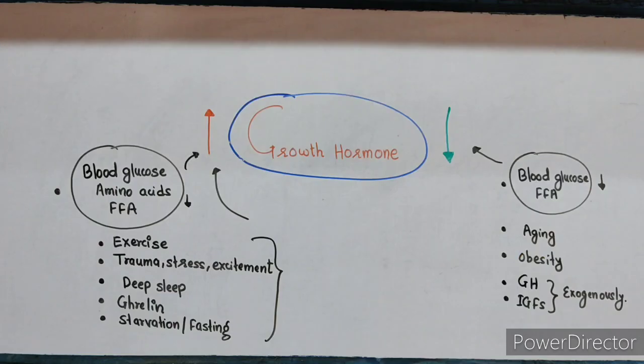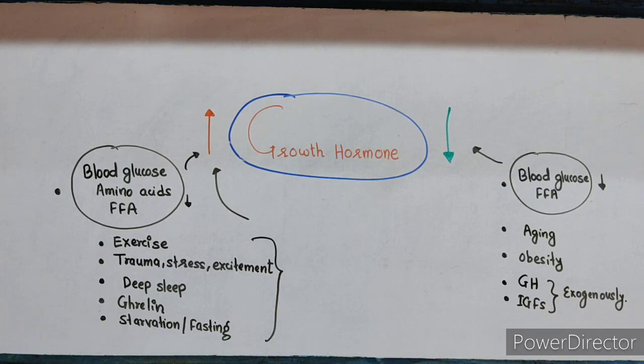In addition to growth hormone releasing hormone and somatostatin, here are other factors that stimulate and that inhibit the growth hormone secretion. On the left side are the factors that stimulate the growth hormone secretion. They are decreased blood glucose, and decreased amino acids and free fatty acids in blood. Exercise stimulates growth hormone secretion. Likewise, trauma, stress and excitement stimulate growth hormone secretion.